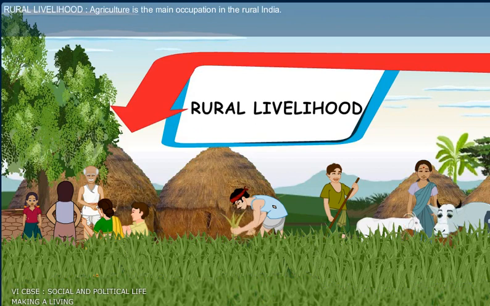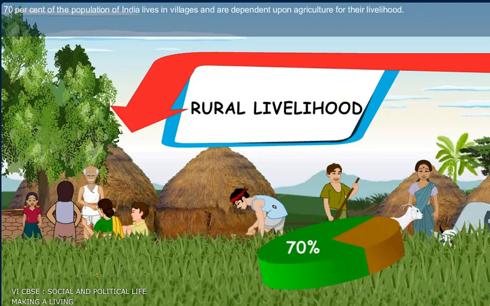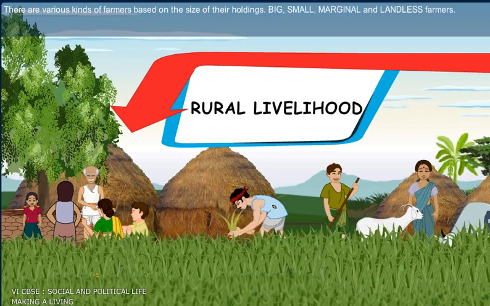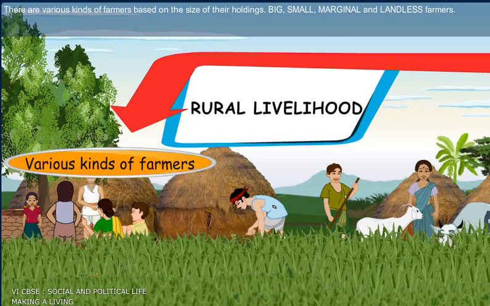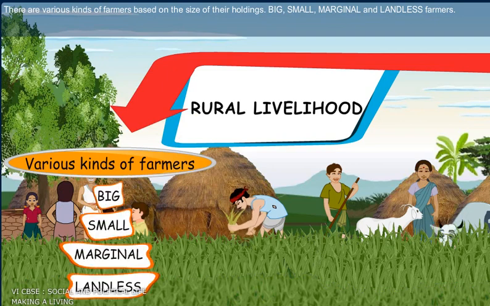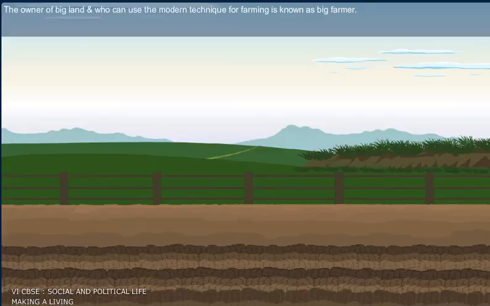Rural livelihood. Agriculture is the main occupation in rural India. 70% of the population of India lives in villages and is dependent upon agriculture for their livelihood. There are various kinds of farmers based on the size of their holdings: big, small, marginal and landless farmers.